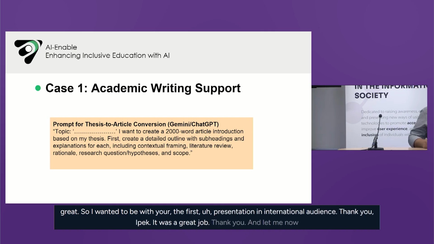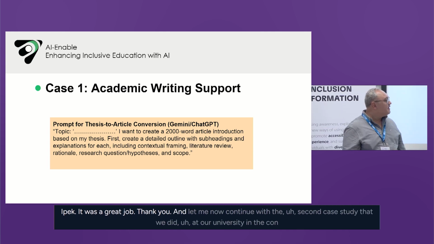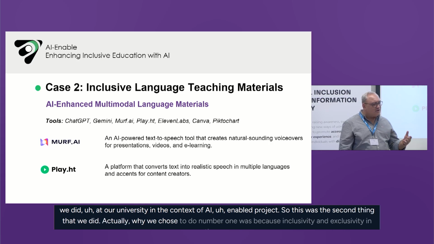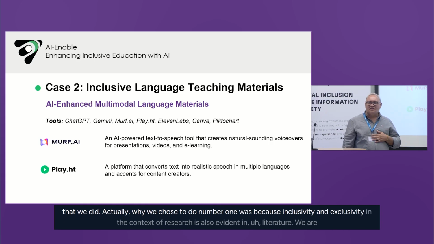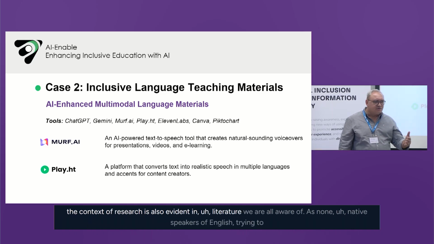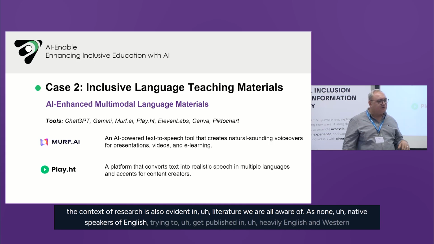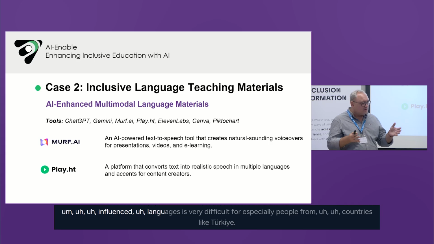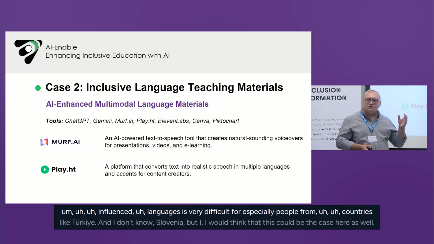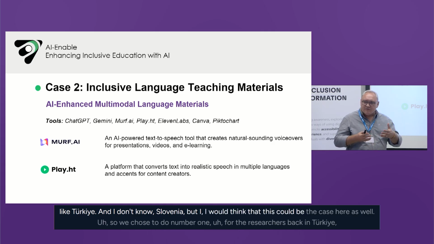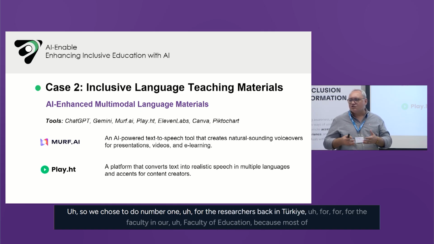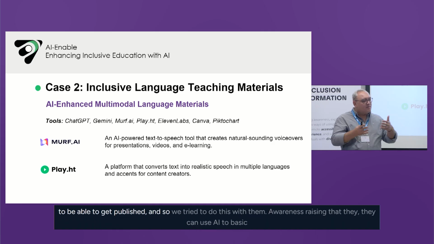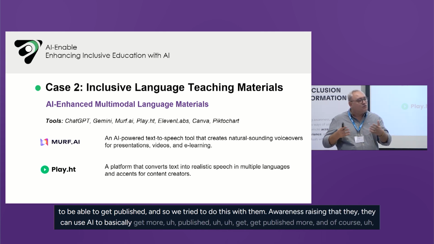Let me now continue with the second case study that we did at our university in the context of the AI Enable project. Why we chose to do number one was because inclusivity and exclusivity in the context of research is also evident in the literature we are all aware of. As non-native speakers of English, trying to get published in heavily English and Western influenced languages is very difficult, especially for people from countries like Türkiye, and I don't know, Slovenia, but I would think that this could be the case here as well. So we chose to do number one for the researchers back in Türkiye, for the faculty in our Faculty of Education, because most of them lack the language skills to get published. We tried to raise awareness that they can use AI to get published more, and of course increase inclusivity in the research context as well.